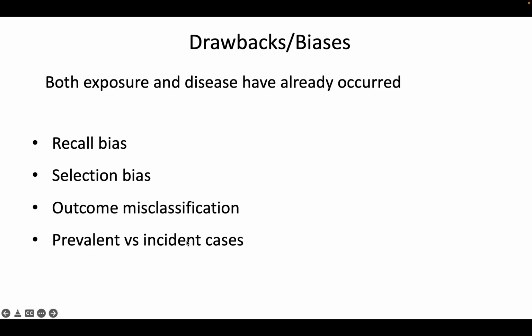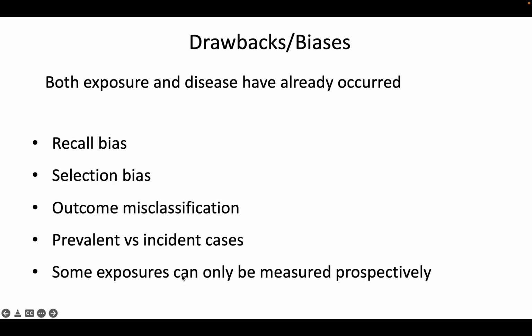Prevalent cases versus incident cases. Prevalent cases are those who have the disease currently, and incident cases are newly occurring disease. They might differ in fundamental ways that might be related to exposure status, and because prevalent cases are disproportionately represented in case control studies, that could present issues if it's related to exposure status.